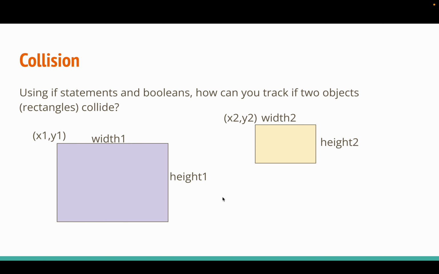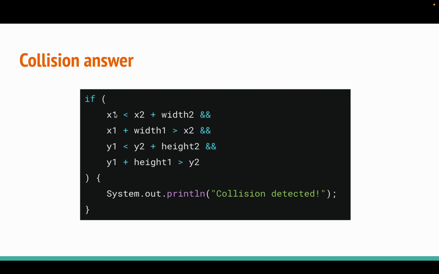All right, here's the answer. Essentially, you have four different if statements. You're checking if it's too far to the left, too far to the right, too far up, and too far down. And based on that, you can figure out whether or not there was a collision.